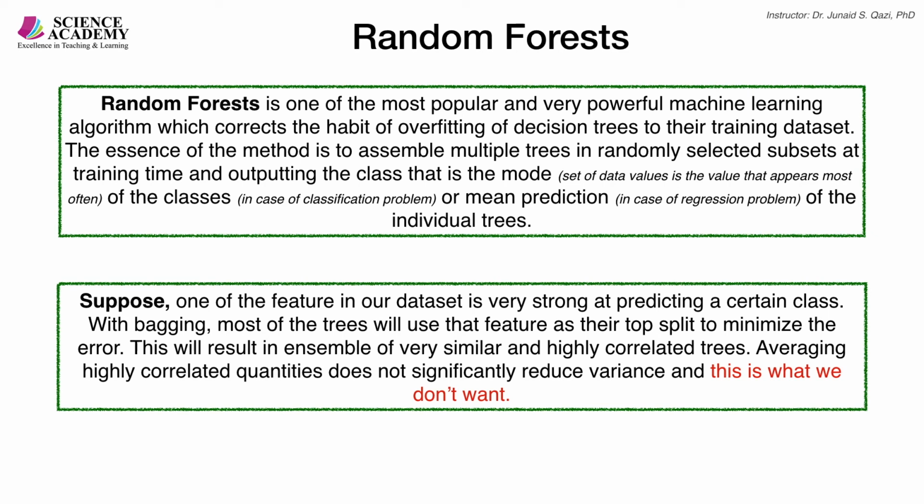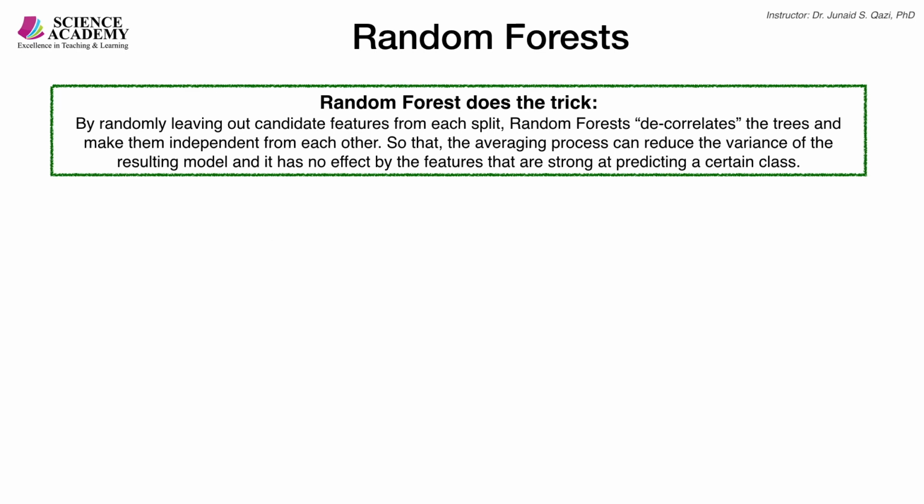Suppose one of the features in our dataset is very strong and it's predicting a certain class. With bagging, most of the trees will use that feature as their top split to minimize the error. Remember, they are greedy. This will result in an ensemble of very similar and highly correlated trees. Averaging highly correlated quantities does not significantly reduce variance, and this is what we don't want. Random forests does the trick.